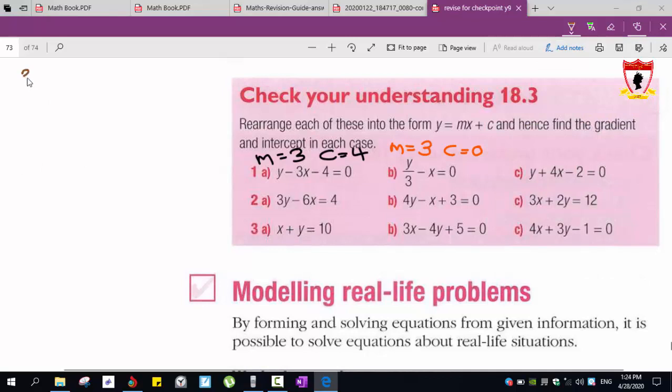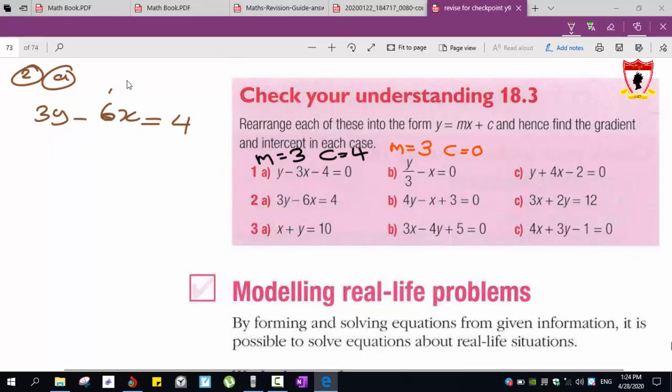Question 2a, 3y minus 6x equals 4. Okay, now how can we have y alone on a side? When you see y all alone on a side, it means y is the subject. Any variable, when it's alone on a side, means this variable is the subject. Now we can say, how can we make this y the subject of this equation? It means y must be alone on the side.